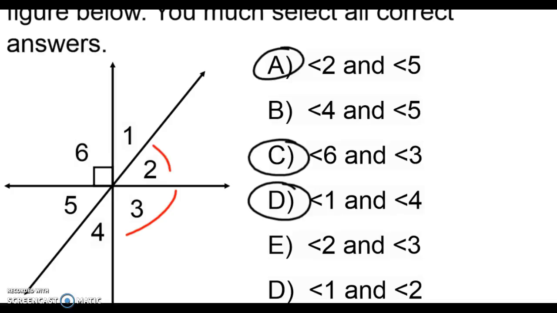2 and 3, well, those are next to each other, but we don't even know what they equal. And then 1 and 2, again, they're not only adjacent, but they are complementary. So you should have selected A, C, and D.